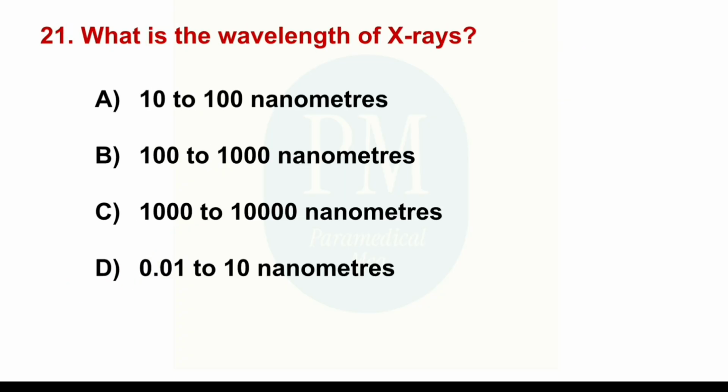What is the wavelength of X-rays? Option A, 10 to 100 nanometers, option B, 100 to 1000 nanometers, option C, 1000 to 10,000 nanometers, option D, 0.01 to 10 nanometers. The correct option is option D, 0.01 to 10 nanometers.